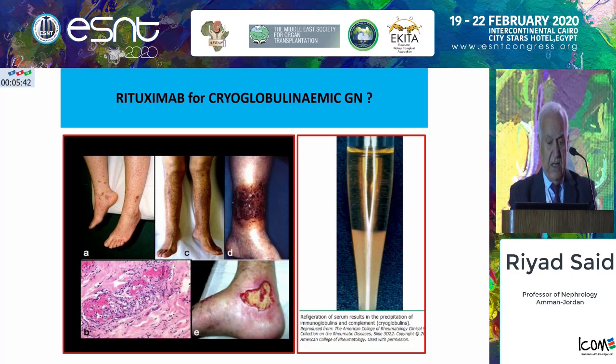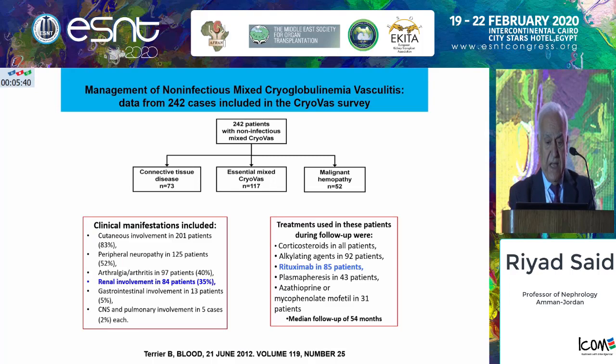As you'll see, skin ulcers, GN, and others, where we stand. There is a very nice study from hematology where they looked at around 242 patients with cryoglobulinemic vasculitis: 73 connective tissue related, essential cryo around 117, malignant 52. All of them have clinical criteria involved, but renal involvement was in 35%, highlighted in blue. All of them received combined therapies from alkylating agent, rituximab, plasmapheresis, and others.